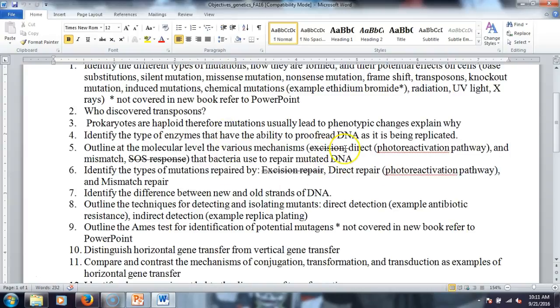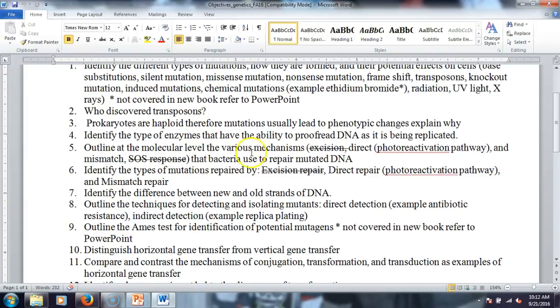They don't talk about excision repair in the new book, so I've deleted that from our list of objectives. Direct repair they refer to as the photoreactive pathway, so I put that in parentheses. They also don't talk about the SOS response that I could find anywhere in the book, so I've eliminated that.